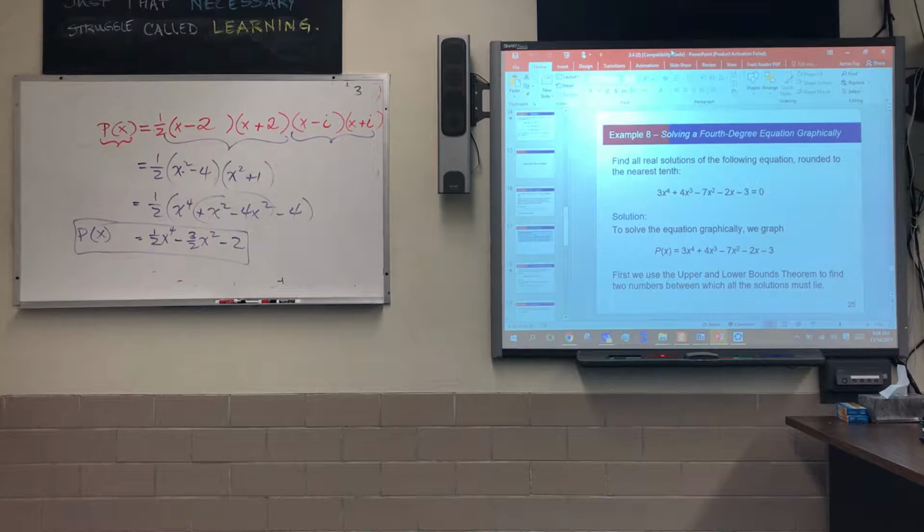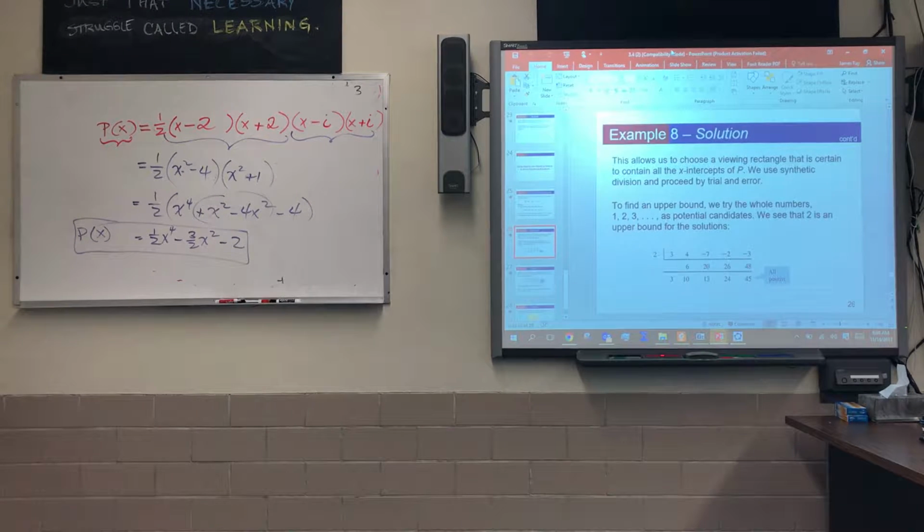And they asked you to use, I think, -2 and 3 to show with the upper bound and lower bound theorems that there are no zeros to the left of -2 and there are no zeros to the right of +3. So we went through the synthetic division and we proved that. Okay, we saw that with 2 in my box here. That synthetic division provides all positive quotient values. So that tells us that +2 is an upper bound.